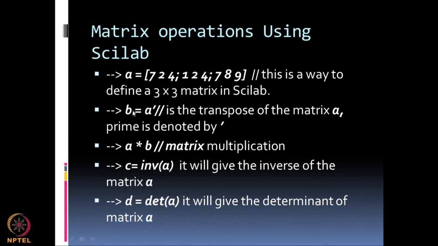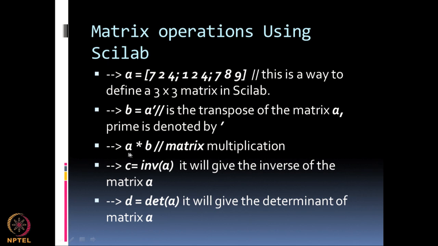In Scilab it is very simple, B equal to A prime, where A prime is the transpose. So, transpose is again very simple, one line, B equal to A prime. This is how you get a transpose. Now, how do I do matrix multiplication?